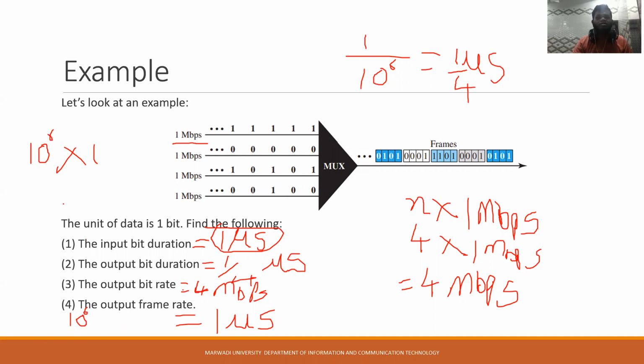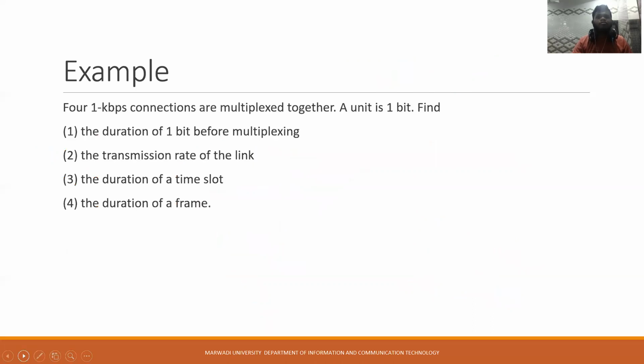Okay. Or another way we can find it is like this: this is 1 Mbps, so this output frame rate should be able to transmit this amount of frames in 1 second. So 1 Mbps, that is 10 raised to 6 bits per second. So that would be 10 raised to 6 frames per second. So the frame rate would be 10 raised to 6 frames per second. So we move ahead. There is one more example we have.